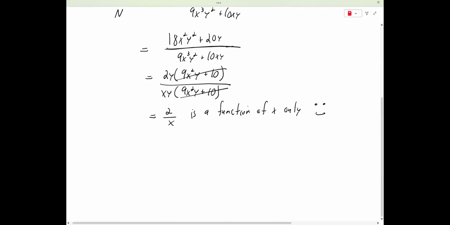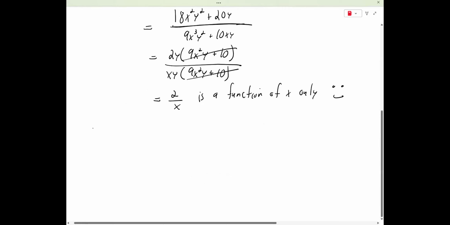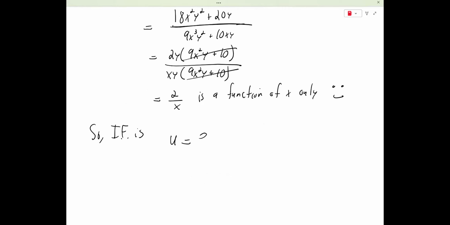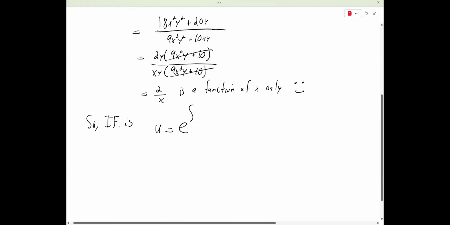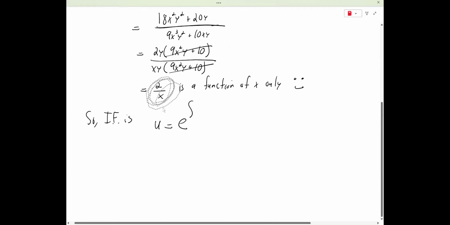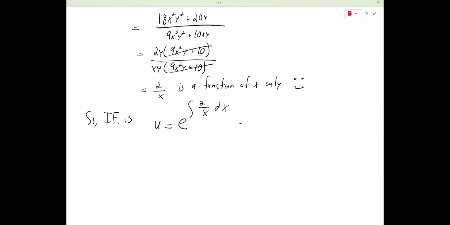So the integrating factor is, I'll call it u, equals e to the... I think there's a negative on it. No, actually, I'm sorry, there's no negative on it. e to the integral of p dx, or not p dx, but the thing you get here, which is 2 over x dx.